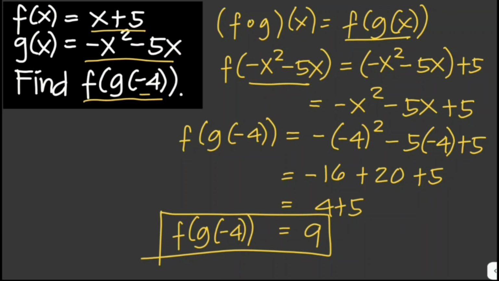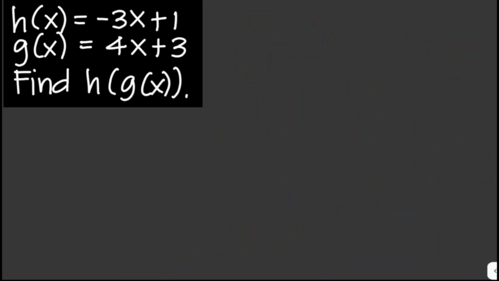Let's solve another problem here. So we're given two functions here, h of x and g of x, where h of x is equal to -3x plus 1 and g of x is equal to 4x plus 3. Then we find h of g of x. So that is h of g of x.